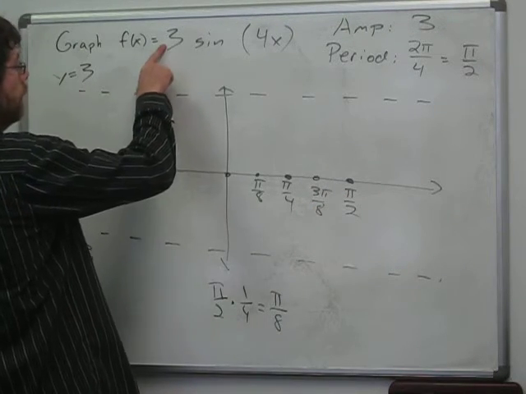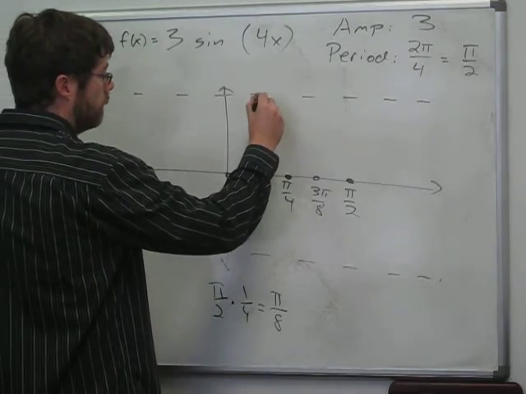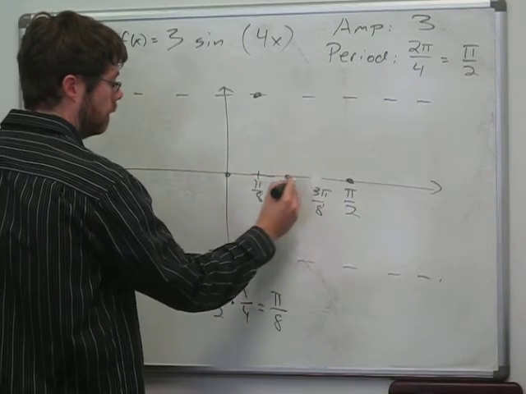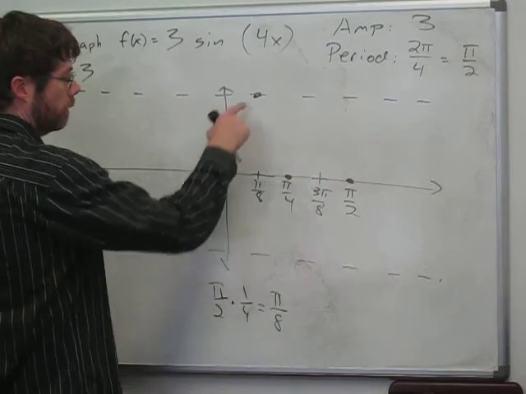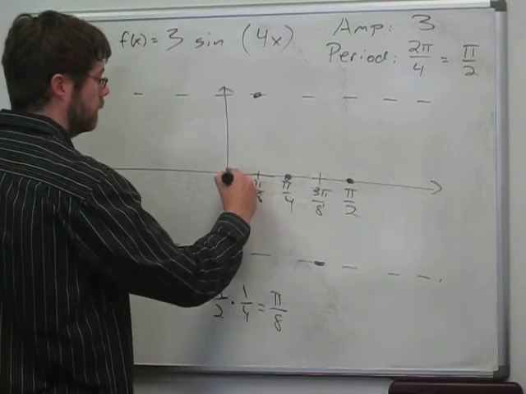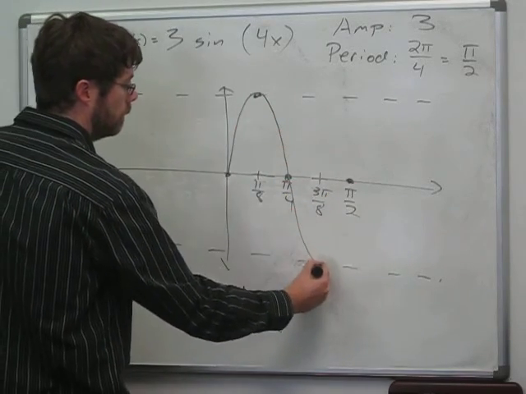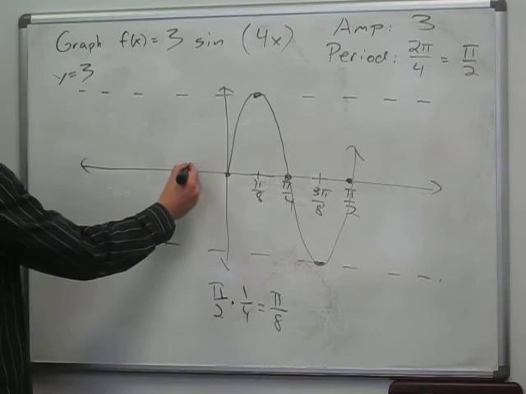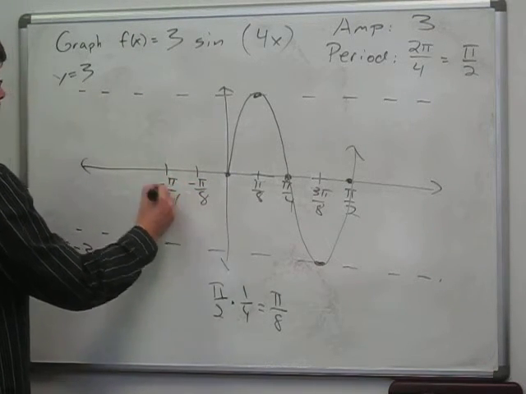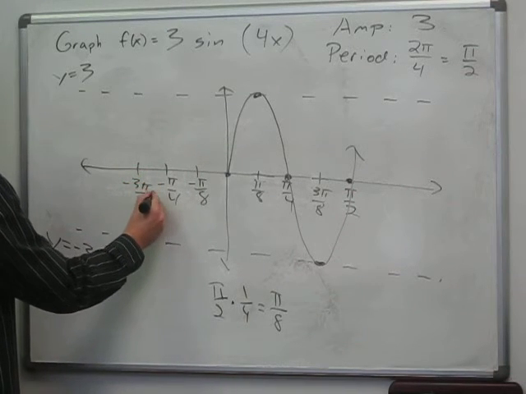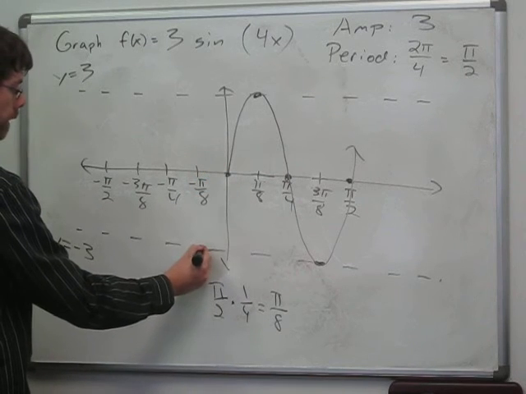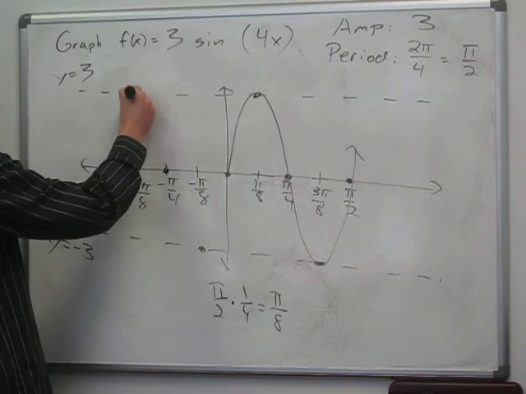Okay. This 3 is positive, so we go up, back to 0, down to -3, back up to 0. And again on the left side. So down, up, down.